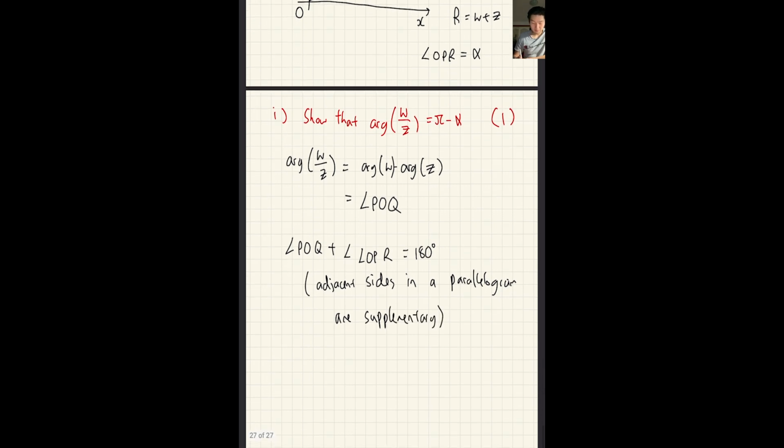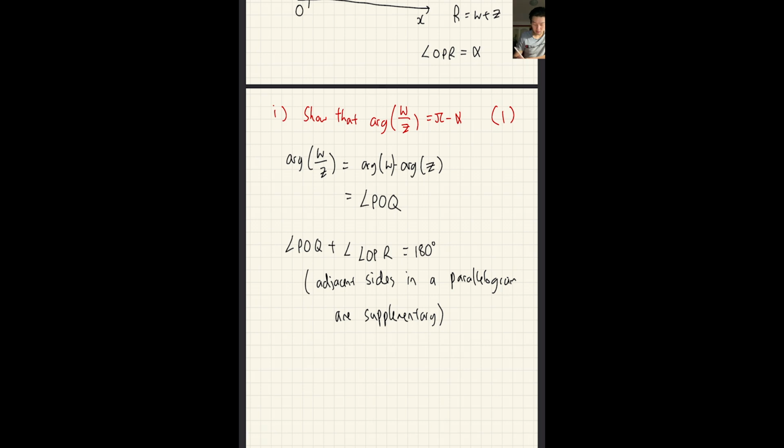Okay. And then let's convert all this. So angle POQ, which is equal to arg omega on Z, is equal to 180 degrees, which is pi, minus this, which is equal to alpha. So minus alpha. And that's our answer. Okay.